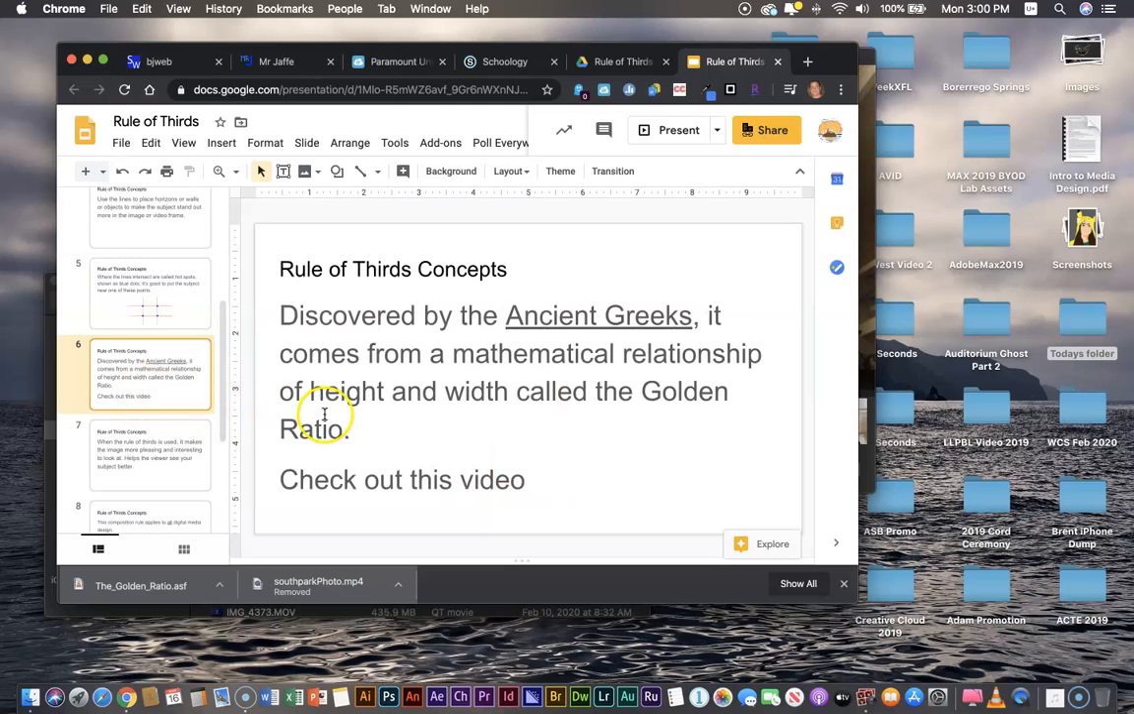It was discovered that the rule of thirds comes from a mathematical relationship or ratio called the golden ratio. The ancient Greeks discovered it and realized that if you make use of it for architecture or for design, you have a more pleasing look. And they discovered it actually by observing nature and realized that this golden ratio is found all over nature as far as how three-dimensional objects construct themselves.